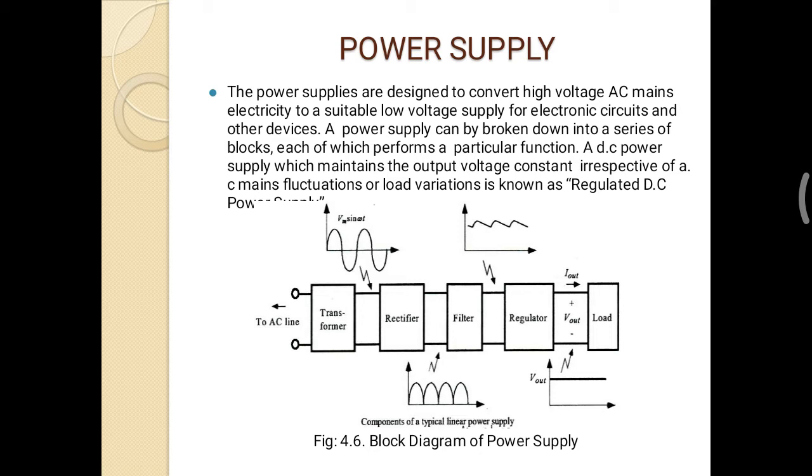In this, we have the AC line terminals, and the AC line is given to the transformer. The transformer converts high voltage AC mains electricity to a suitable low voltage power supply, and it gives it to the rectifier, and the rectifier converts AC to DC. The output of the rectifier is given to the filter, which filters out any harmonics, and the filter output is given to the regulator. The regulator keeps the output voltage constant, and the output of the regulator is given to the load.